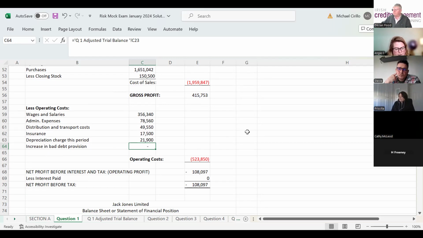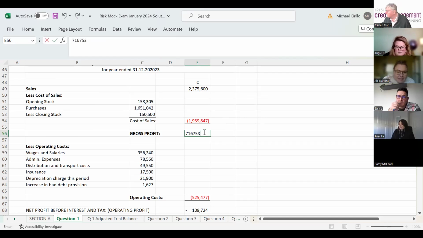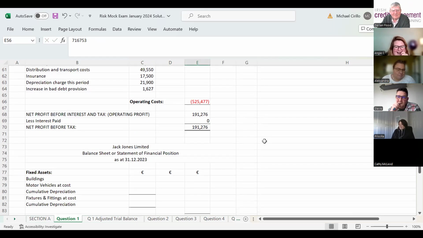And then the increase in your bad debt provision, so that's 1,627. All of those total together will give you the 525,477. That's correct, is it? Actually, the gross profit isn't correct there, is it? No, it isn't, because there should be less closing stock. It should actually be minus. Thank you, Maria. Well done. Perfect. I'm only human as well, going through things.